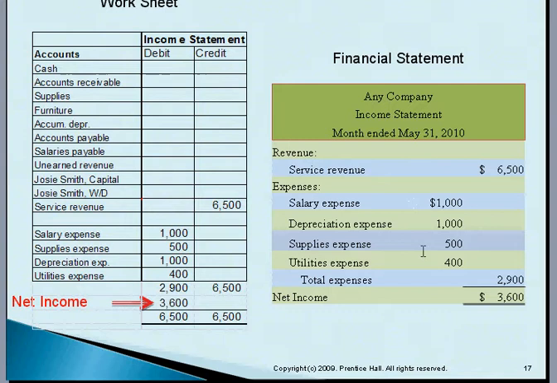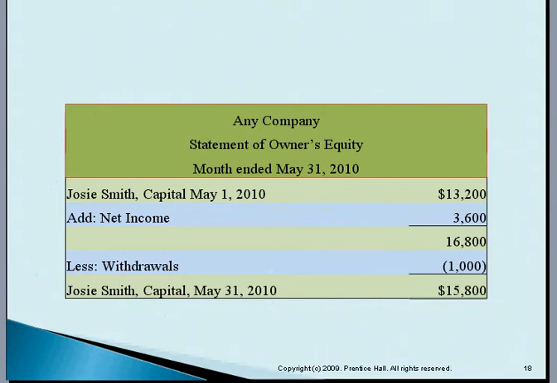You'll notice that they are descending. Expenses are always listed in a descending manner. We total up the expenses, we subtract them from the service revenue, we have net income of $3,600. Right? There it is on the worksheet, here it is on the formal statement. You'll notice that dollar signs go at the top and at the bottom, the last line double underlined.